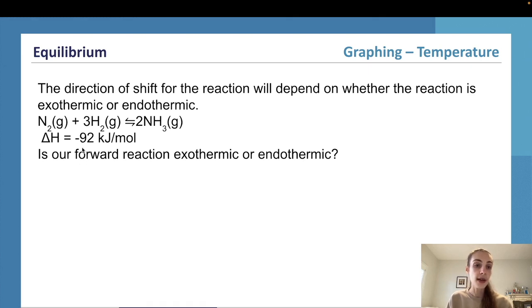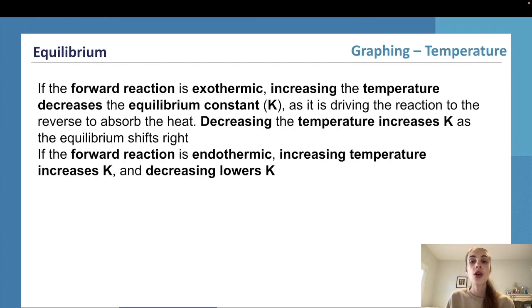Conversely, if this was positive, it would mean that it's an endothermic reaction because it would mean that heat is being consumed by the reaction. So if the forward reaction is exothermic, increasing the temperature will decrease the equilibrium constant. And this is because it is driving the reaction to the reverse in order to absorb the heat. Whilst decreasing the temperature is going to increase the equilibrium constant because the equilibrium will shift to the right.